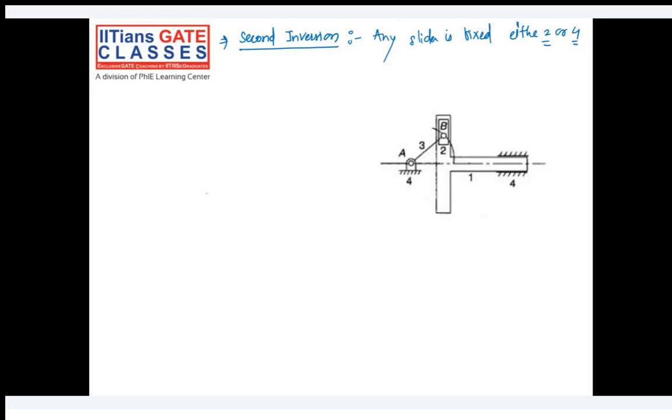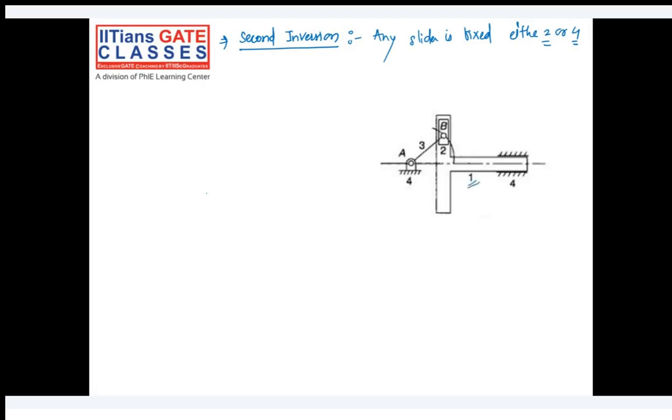Okay, link 4 is fixed. Link number 2 is slider, sliding in slot of link 1, and link number 3 is crank. So you can clearly see the fixed link is again slider. Okay, so we have a double slider crank mechanism.